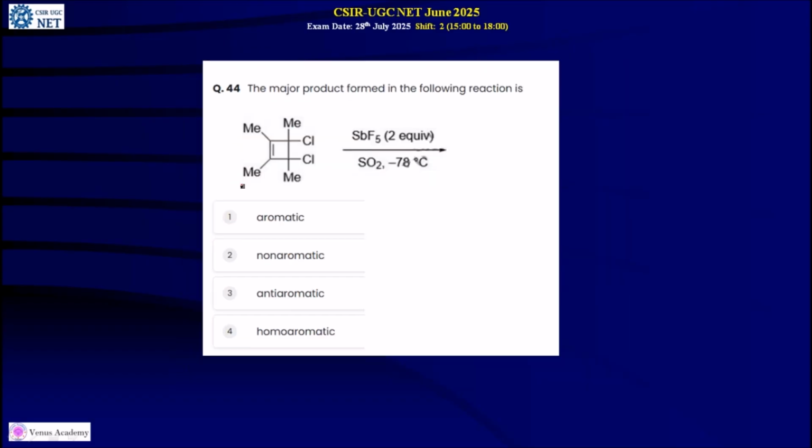Next, question number 44. The major product formed in the following reaction is, so antimony pentafluoride, 2 equivalents, in the presence of sulfur dioxide at -78. This molecule is going to give an aromatic compound. Option number 1 is the correct option, students.